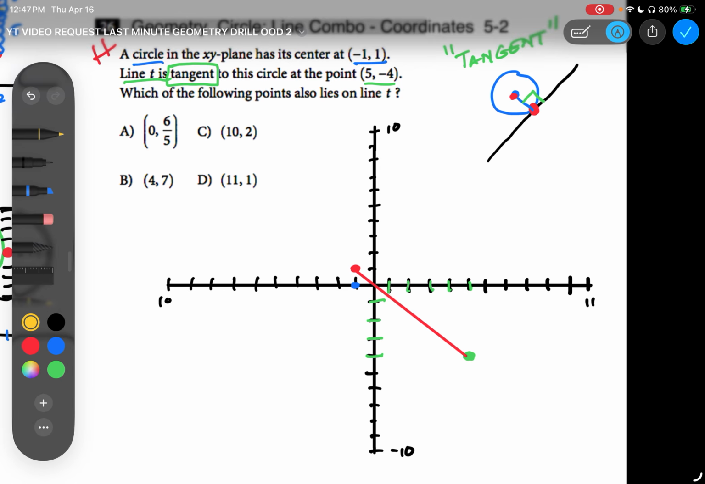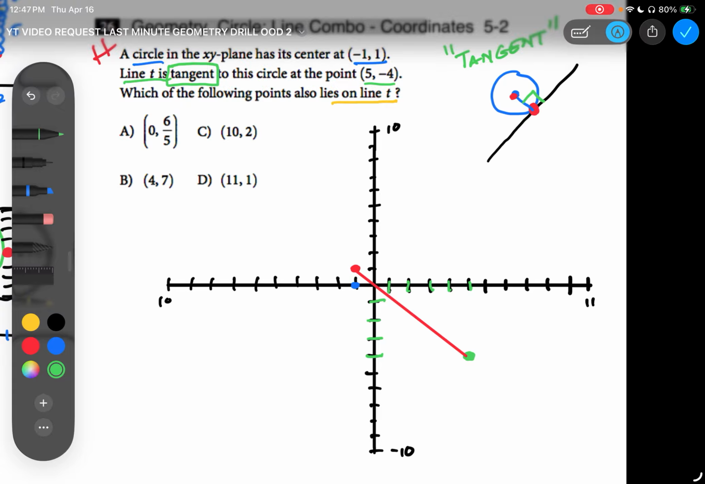Let's go to the question. It says, which of the following points also lies on line T? So that green dot is a line kissing the circle, but we got a couple of steps to do. Let's figure out what the circle would look like. First of all, let's figure out what the radius is. See that distance, that red line distance? What is that distance?